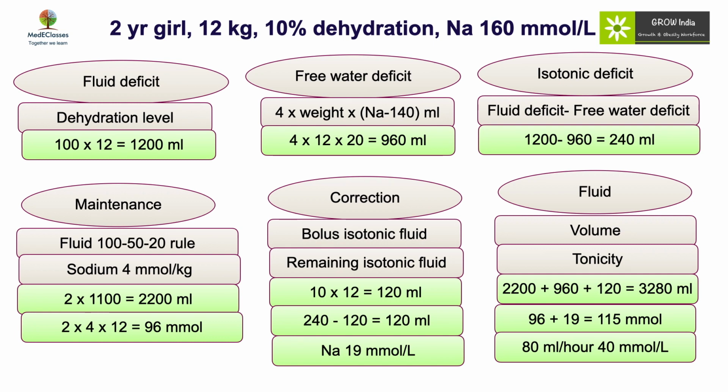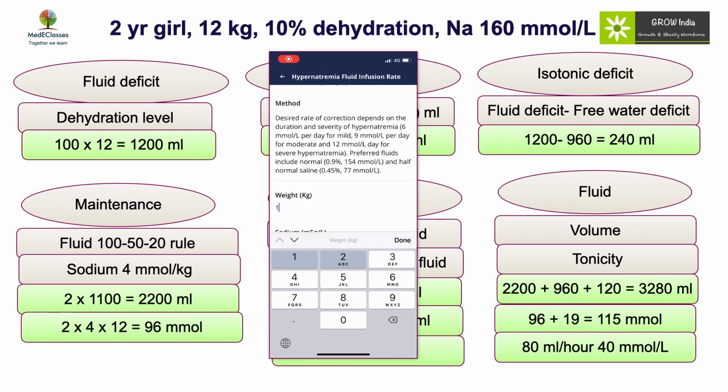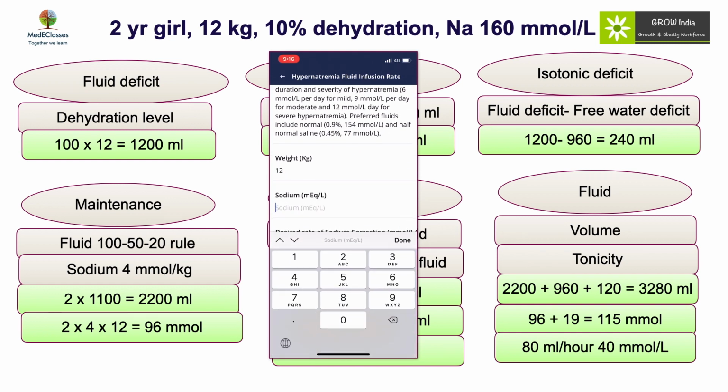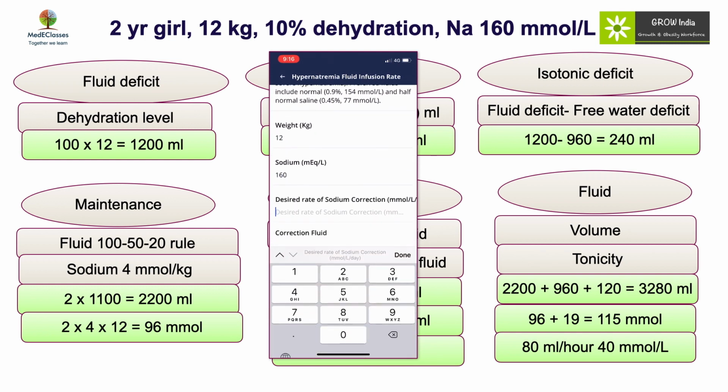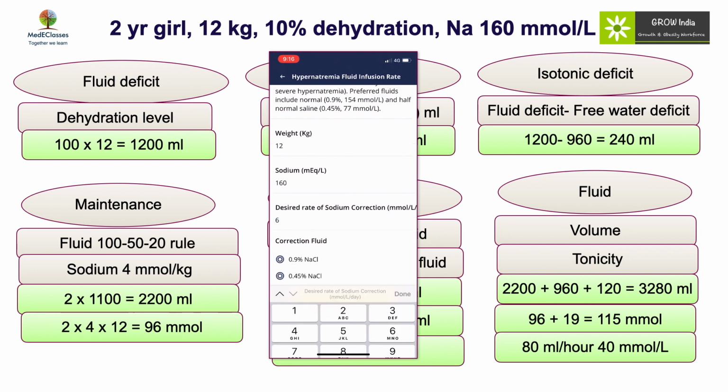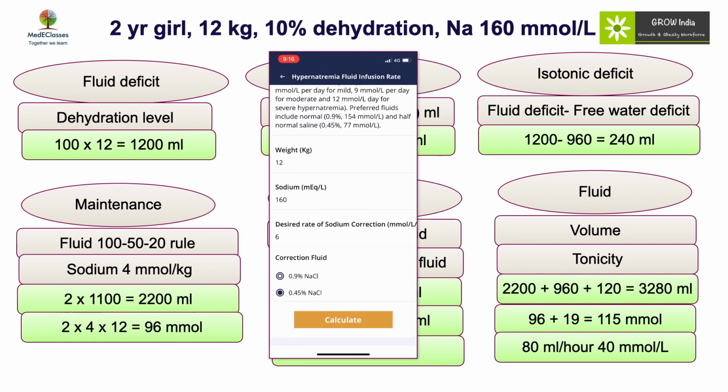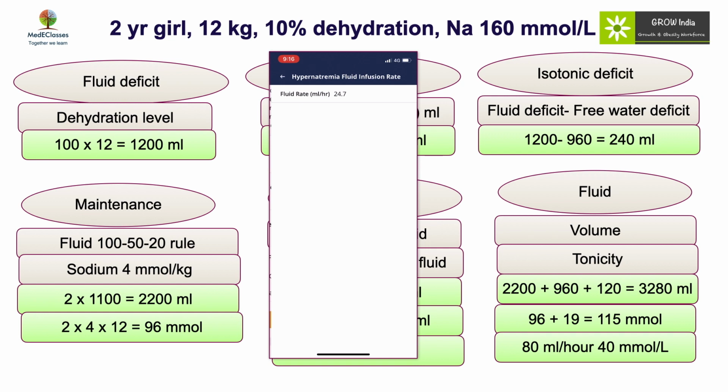Now, we have, again in a similar way, a complex way in which you can assess depending on the fluid deficit, the free water deficit, the isotonic deficit, and looking into all the perspectives. And we also have the app option, which basically just puts this into the picture. Once you put in all the figures, the level of sodium, the desired rate of correction, and which fluid, whether 0.9 or 0.45, you will get the exact fluid amount which is required.